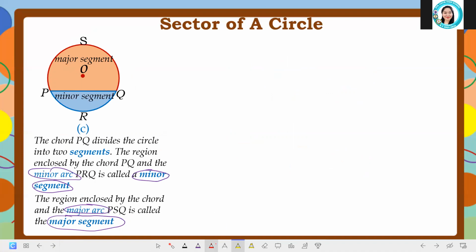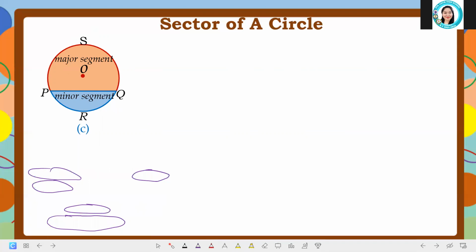Pero para makuha natin yon, remember na the only formula that we have is the formula for the sector. So actually, si segment ay galing din sa sector. Yun nga lang, nagkaroon lang siya ng chord, and at the same time, yung chord na yon yung nagbabound dun sa tinatawag natin na segment. Minor segment man yan or major segment.